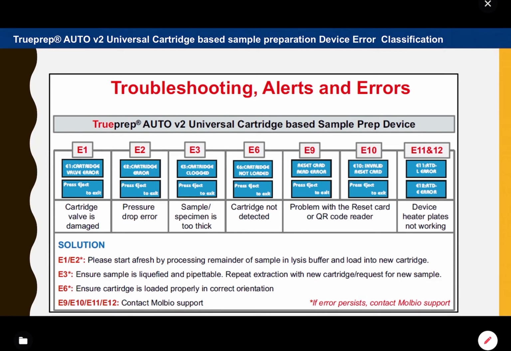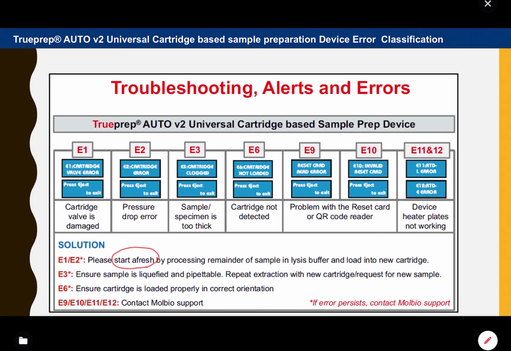Cartridge valve error. You will be displayed E1. So here what has happened? The cartridge which we use, it has different valves. That valve is damaged. So there is something problem with the cartridge. So what we have to do? You have to do the test again with a new cartridge, because this particular cartridge there is a problem. So you have to start afresh.